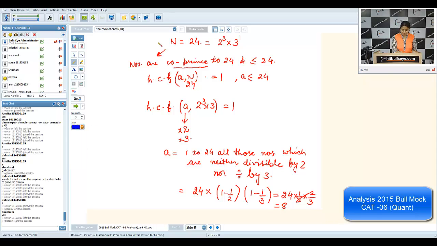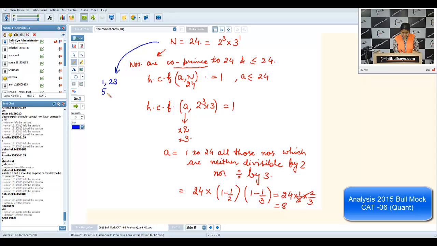There are 8 numbers which are co-prime to 24, and they are 1, 23. 2 we cannot take, 3 we cannot take, 4 is made of 2 so we cannot take, 5 we can take. Corresponding to 5 there will be 19. See, I'm making a sum of 24. Then we cannot take 6, we can take 7. It will be 17. Again I'm getting a sum of 24. 8, 9 and 10 are not allowed, 11 is allowed. Again a sum of 24. These 8 numbers are co-prime to 24 and less than or equal to 24.